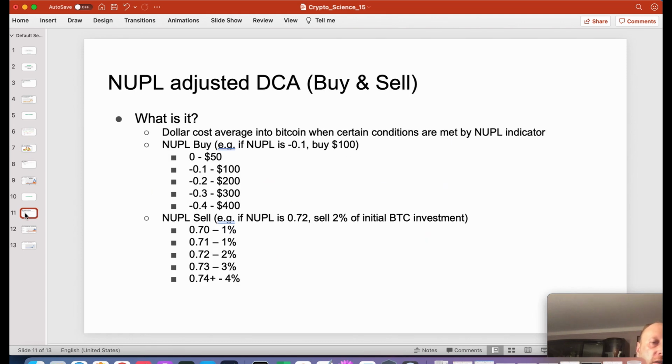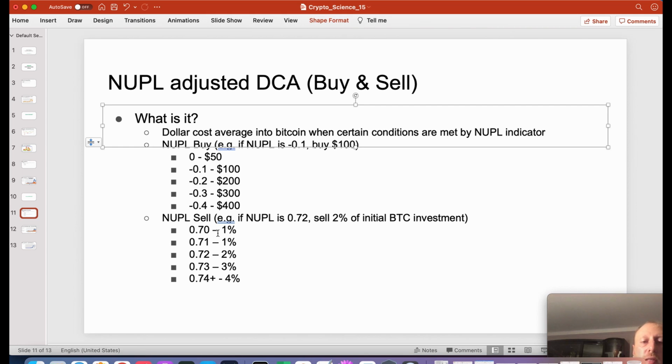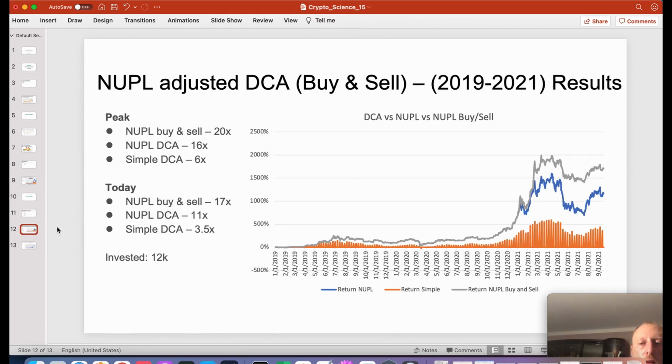So here's the strategy that I made up. You still buy $50 when it's 0, $100 when it's 0.1, 200, and so on. And then you start selling 1% of your total investment if it hits 0.70, 1% if it hits 0.71, 2% if it hits 0.72, 3 and 4, right? So what does this look like? Guess what? We make even more money. We even have a higher return.